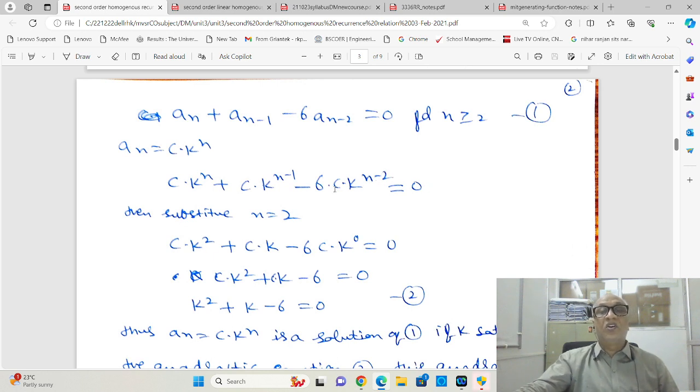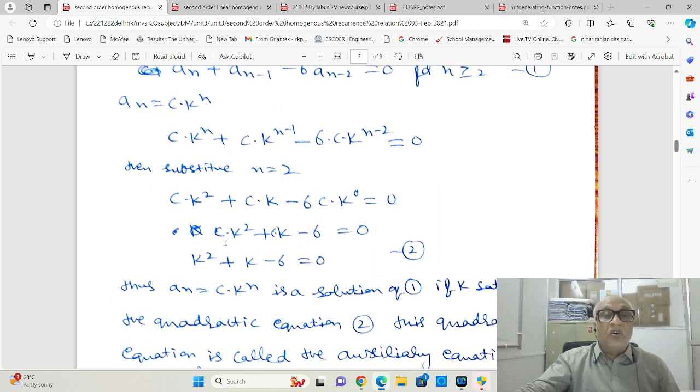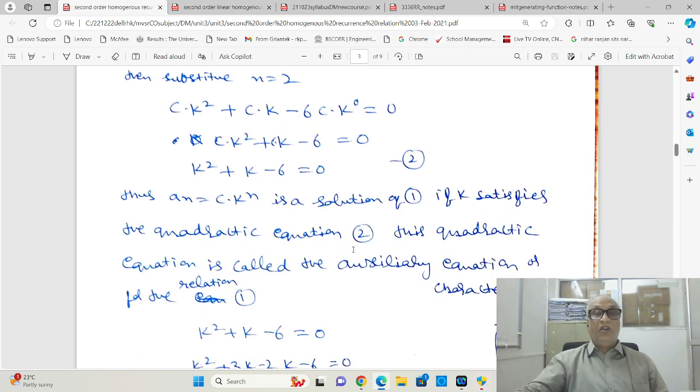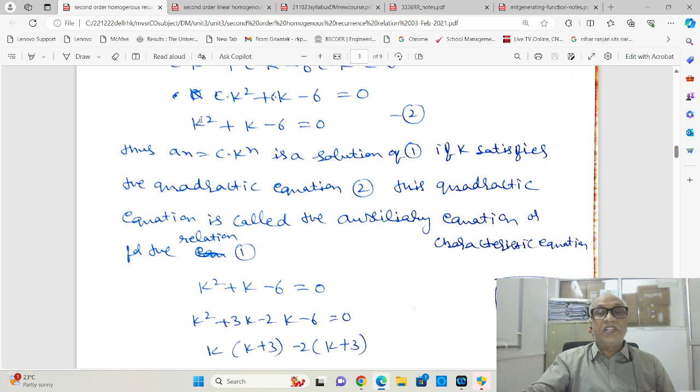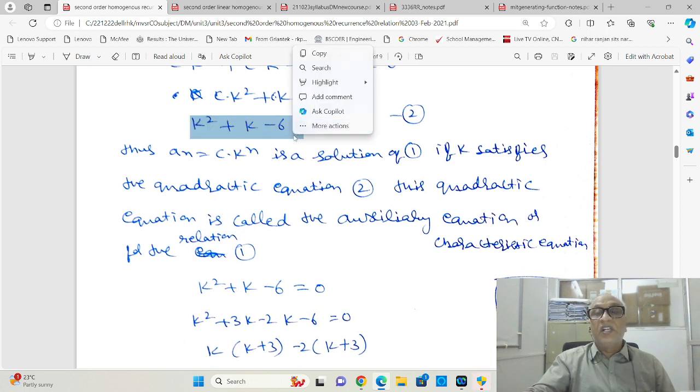Now as it is second order, the value of n will be 2. So that value of n equal to 2 will be substituted in this equation. When we substitute that, what will we get? c k square plus c k minus 6 c k to the power of 0, which will be equal to c k square plus c k minus 6 equal to 0. We are ignoring the constant, so k square plus k minus 6. This is our equation. Now this equation is called the auxiliary equation.